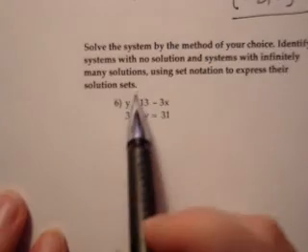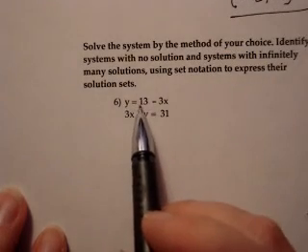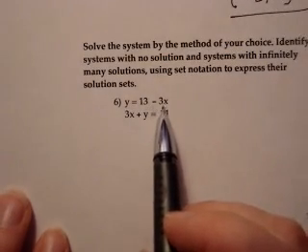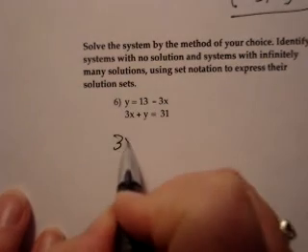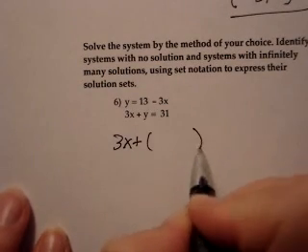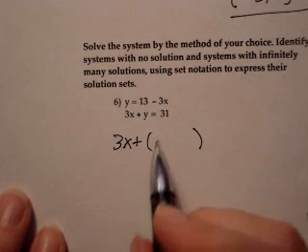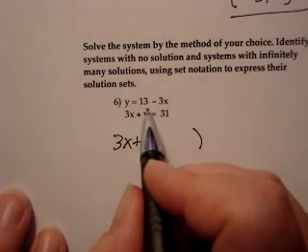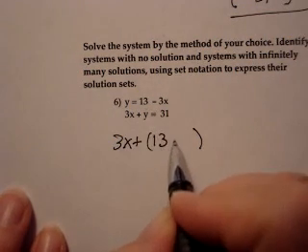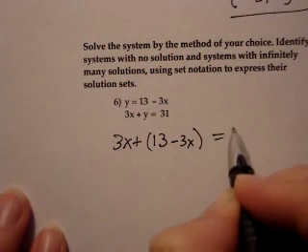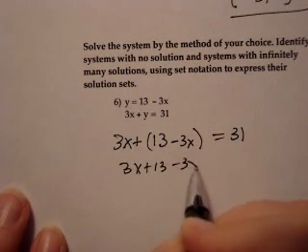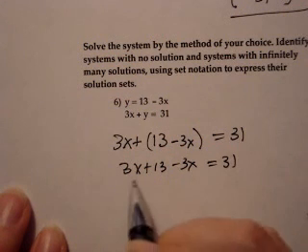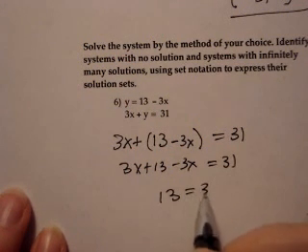I'm going to take the first equation, which is y equals 13 minus 3x, and substitute for y in the second equation. So I will get 3x plus, instead of y, you don't have to put parentheses, but I'm going to, so you can see where I put it in, 13 minus 3x equals 31. So I get 3x plus 13 minus 3x equals 31. Wait a minute. The 3x's go away. I get 13 equals 31.